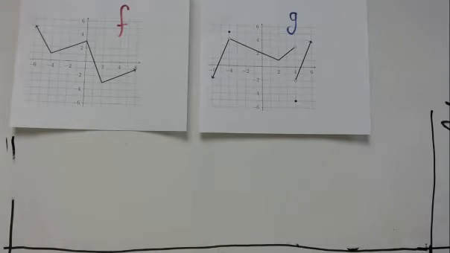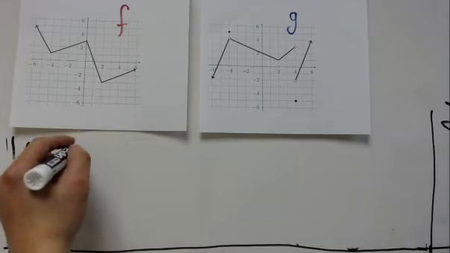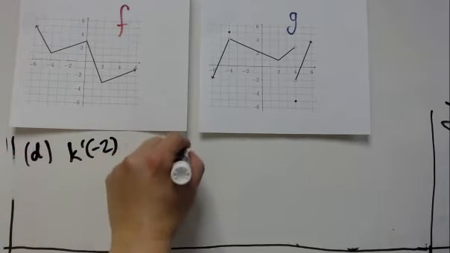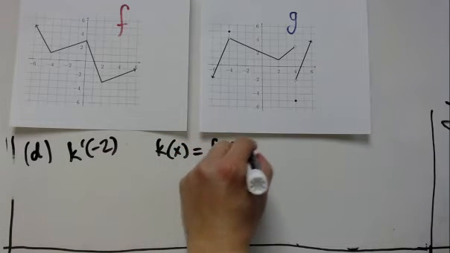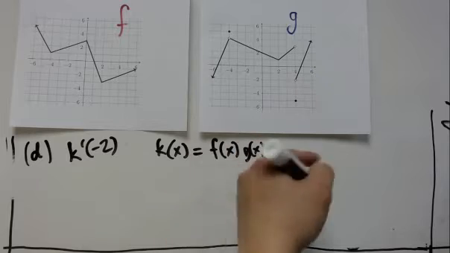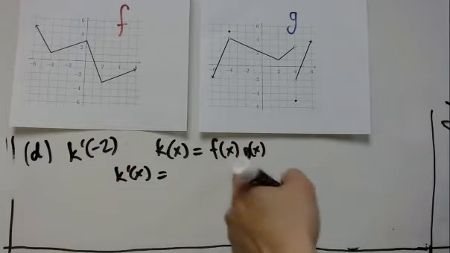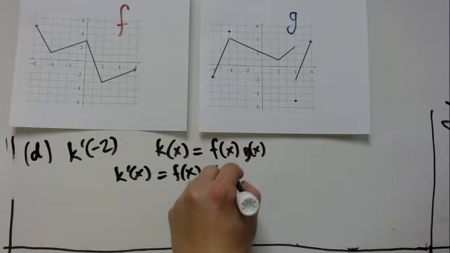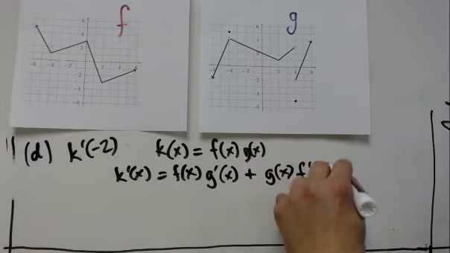Part D, same idea, just with a different function. So part D, we've got find k prime of -2. We were told that k of x is f of x times g of x. So that means when we find the derivative, k prime of x is, well, we got to use a product rule. So first times the derivative of the second, g prime of x, plus the second, g of x, times the derivative of the first, f prime of x.